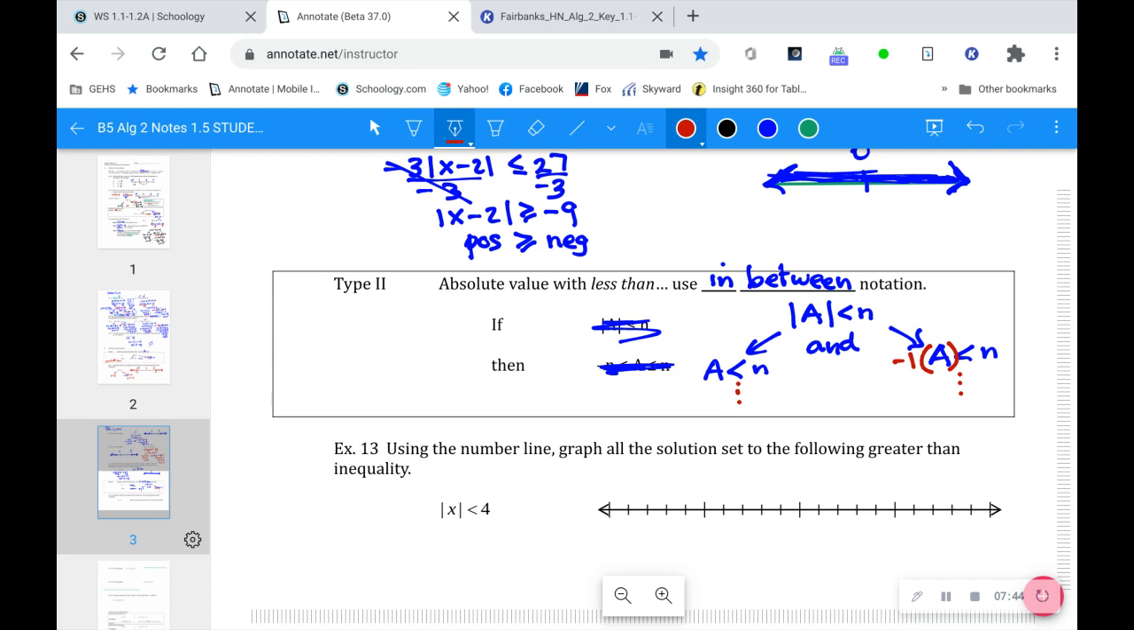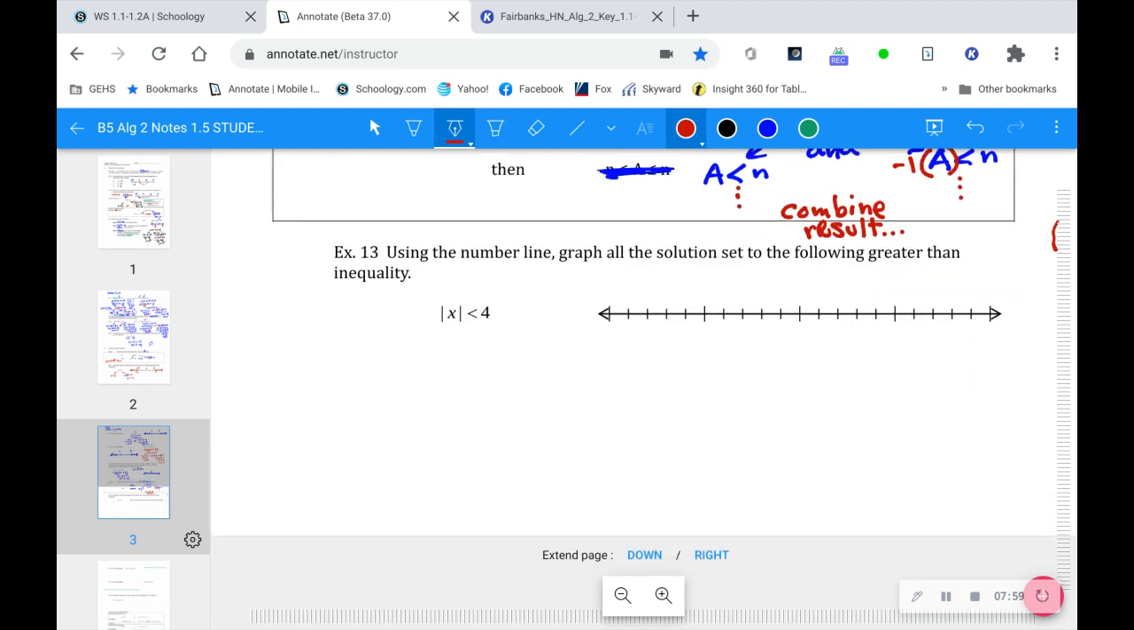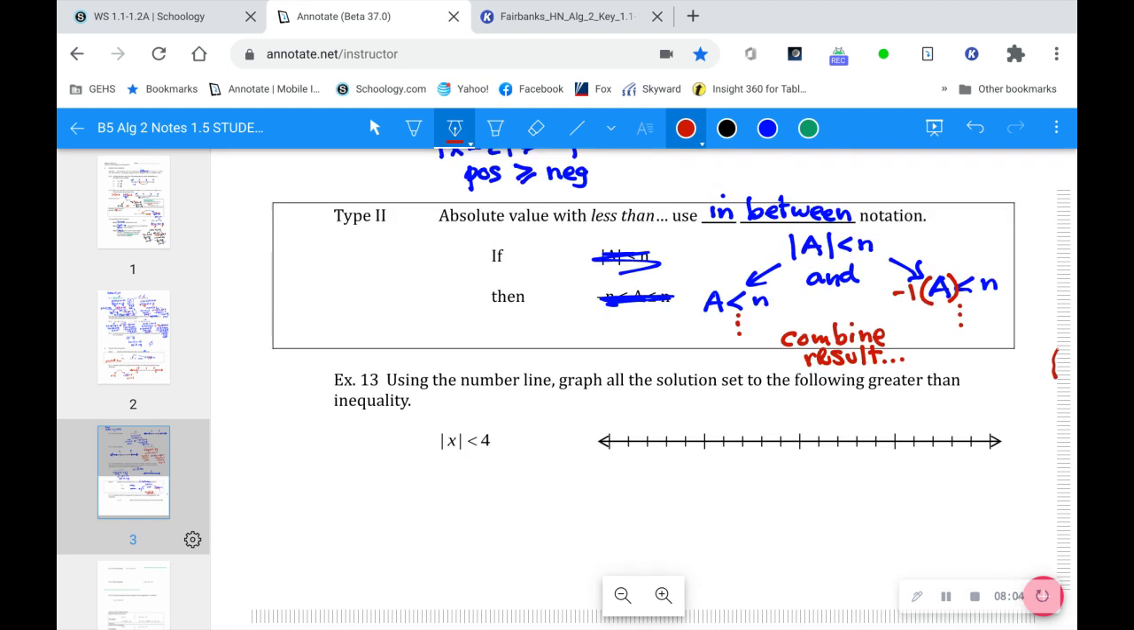Now, when you're done, you're going to combine the results. You're going to write it as one statement that's an in-between statement, and I'll have to illustrate that for you. Okay, the absolute value of x is less than 4. Oh, and the little device that will help you remember that is when you get down to this point, if you have a less than sign, it sounds like less than. So there was greater and less than.